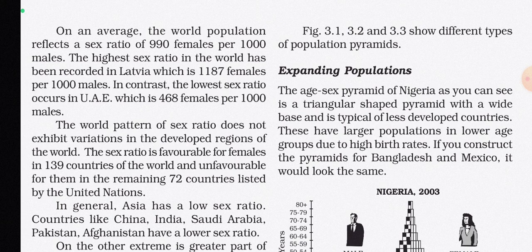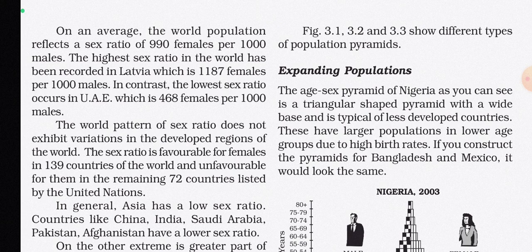So see the gap, right? 1187 and 468 only females per 1000 males. The world pattern of sex ratio does not exhibit variations in the developed regions of the world. Okay, meaning the developed regions are fine.